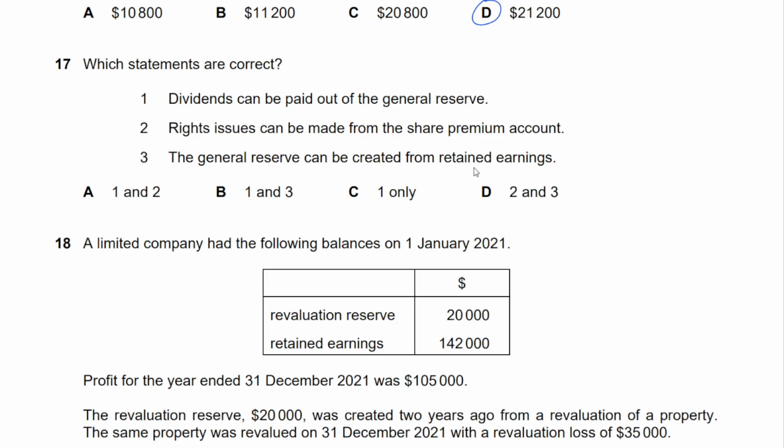Rights issues can be made from share premium account. No, we actually earn share premium from a rights issue. Very often that's the case with bonus issues. You make it out of the share premium account. This is correct. The general reserve can be created from, yeah, of course, 1 and 3.